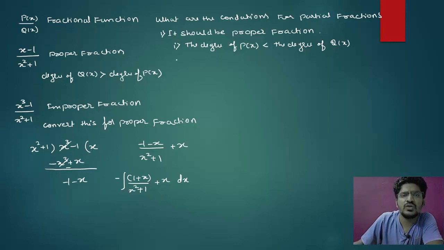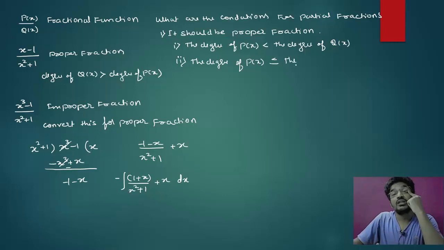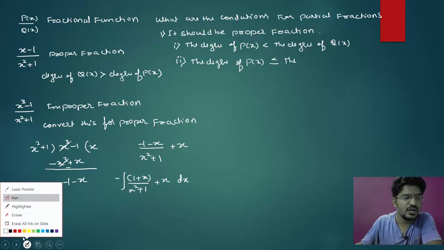Now here you can see the second point, that is the degree of p of x is lesser than or equal to the degree of q of x. Lesser than or equal to, not greater than or equal to.